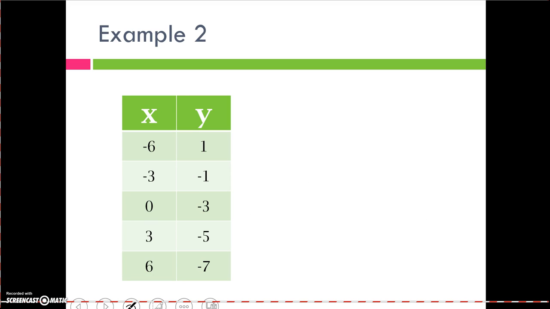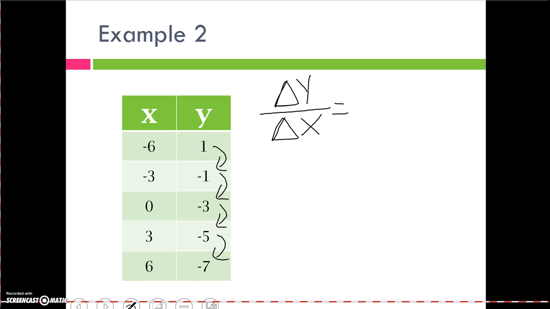Another example, first thing we want to do is find the change in our y values and divide that by the change in our x values. So as we look down our y values here, we go from 1 to -1 to -3 to -5 to -7. So each time we are subtracting 2. So our change in our y is going to be -2.